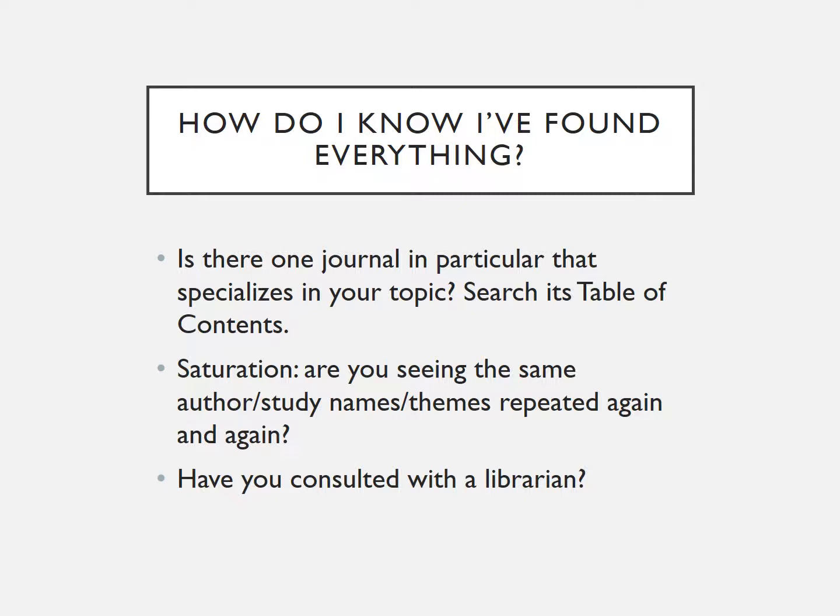One indicator that you found, if not everything, then an indicator that you found most of the literature on your topic, is what we call saturation. So the idea is that you've reached saturation if you're searching in different places, different databases, and trying different things, different terms, but you're seeing the same papers and authors come up again and again. That's a good sign that you've done a relatively exhaustive search. You can probably stop searching and start writing.